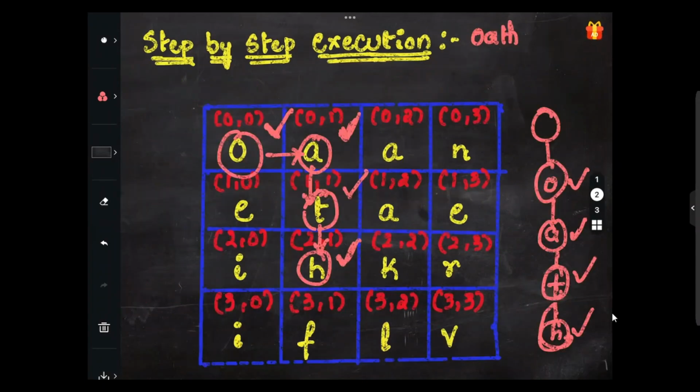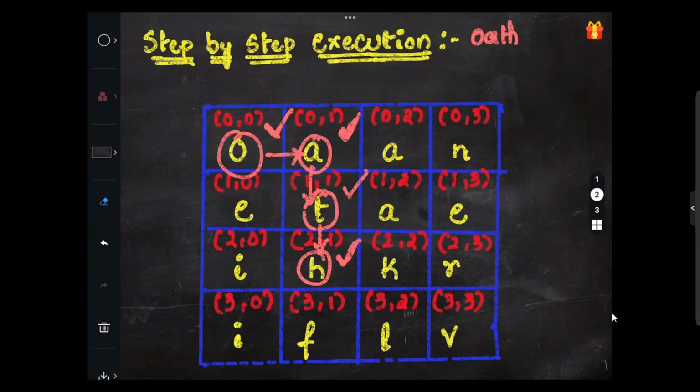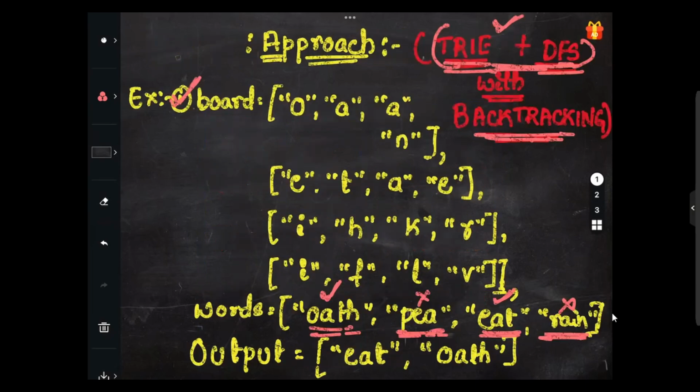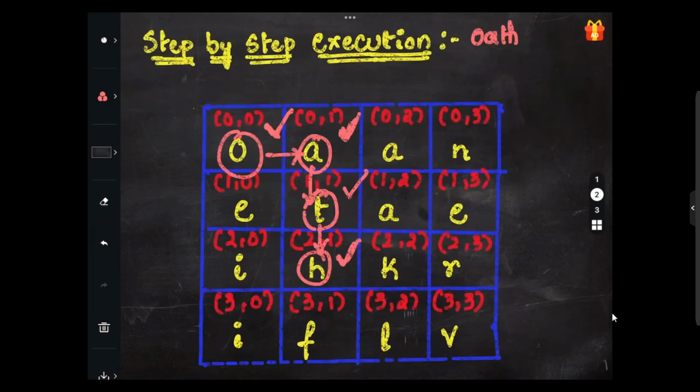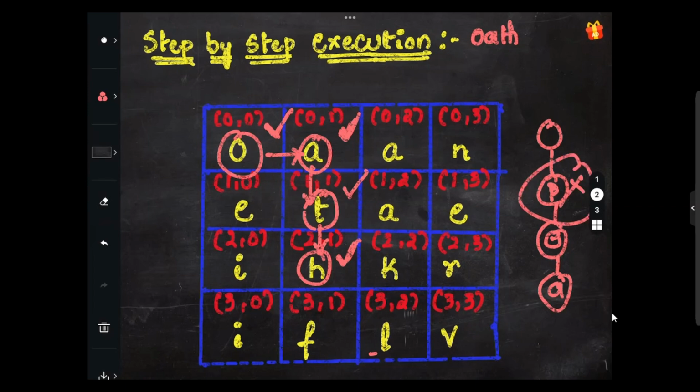Let's come to this part. We have successfully found the oath. Let me check for the next word that they have given here, P. Let's check for P here. In the trie we'll be having P, E, A. But you can see that in the trie we have already stored P, but the letter P is not found in the grid at all. The letter P itself is not found in the grid at all. So this miserably fails. We will not be adding P to the result. Only oath is there. It will remain as it is, right?